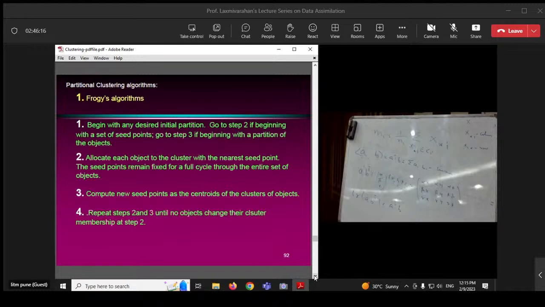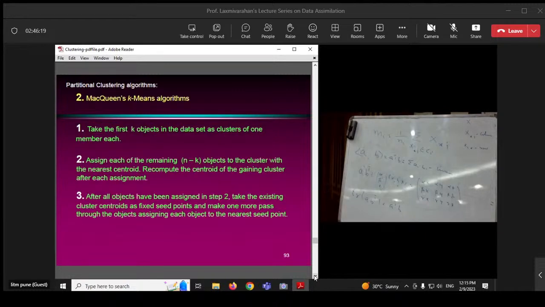For the sake of completeness, I'm doing this now: MacQueen's k-means algorithm. The previous algorithm is a very simple algorithm we already talked about. Now, first, take the first k objects. Again, you don't need to take this; you can use several methods, as I already talked about. MacQueen's algorithm suggests this possibility. Assign the remaining n minus k objects to the cluster of the nearest centroid. Recompute the centroid of the gaining cluster after each assignment. After all the objects have been assigned in step 2, take the existing cluster centroids as fixed seed points and make one more pass.